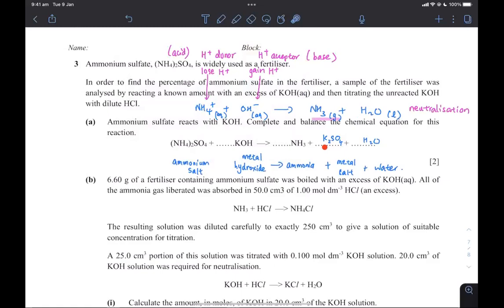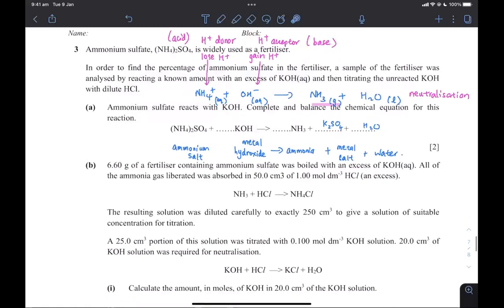All potassium salts are soluble. That's why K plus and SO4 2 minus appear on both sides of the equation. Spectator ions, we don't show them in the ionic equation, but this is a full balanced equation, so we have to show them. So how many moles of KOH do you get, Shakira? 2. How many moles of NH3 do you get?